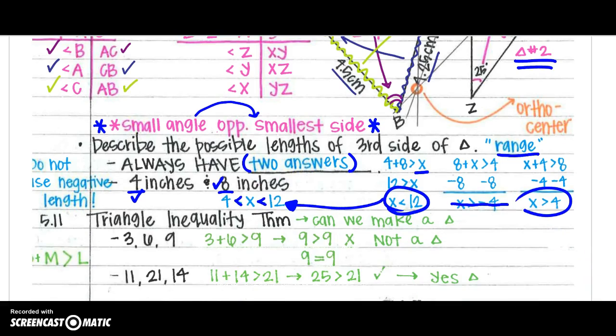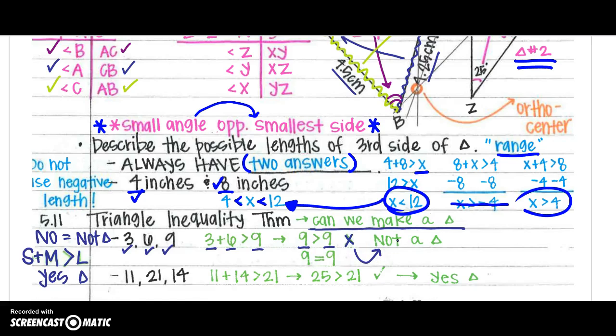Triangle inequality theorem is just asking yourself, can I make a triangle out of these 3 measures? So my first one is 3, 6, and 9. So I'm going to say my small plus my medium, does that equal my large? If that is a yes, then it's a triangle. If it's no, it's not a triangle. So 3 plus 6, is that greater than 9? So I get 9 is greater than 9. Well, 9 equals 9, so it can't be greater. So that is a no, so it's not a triangle.